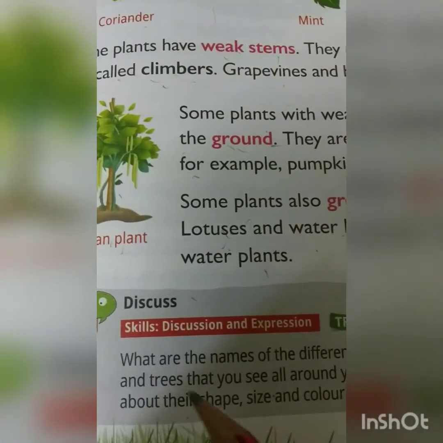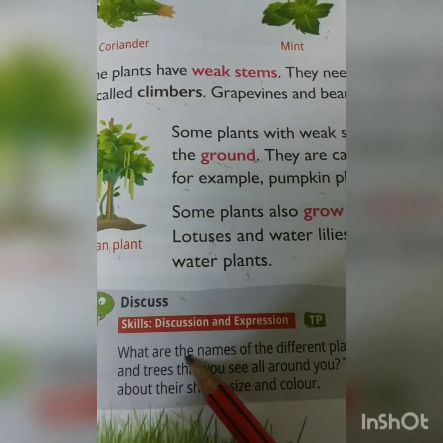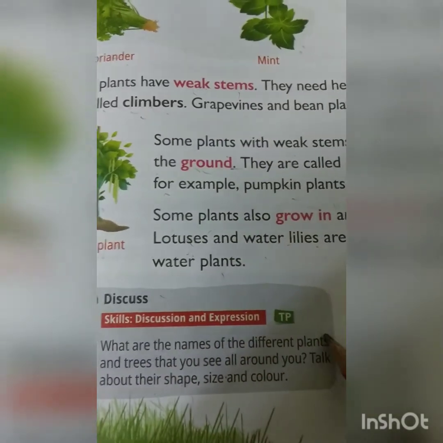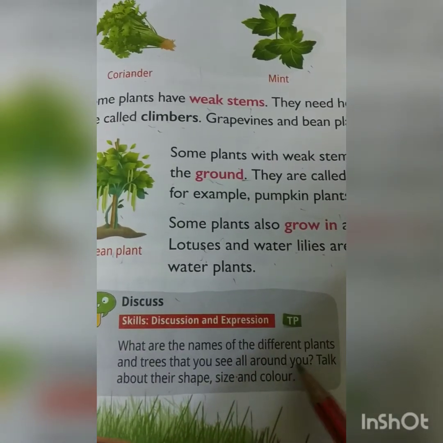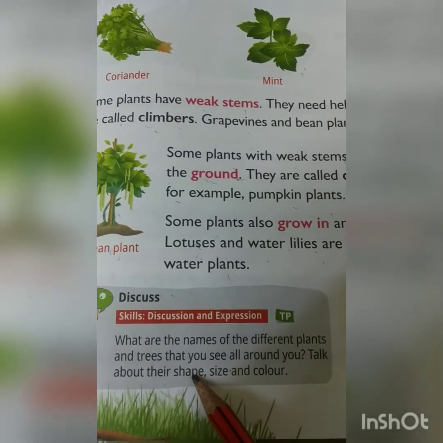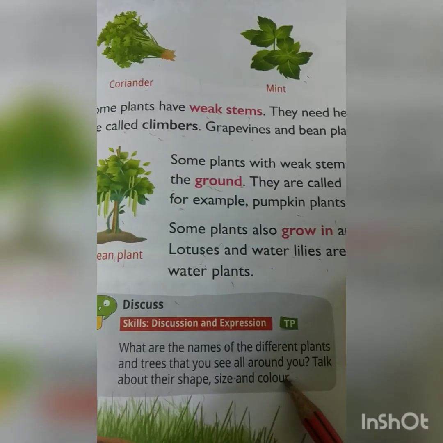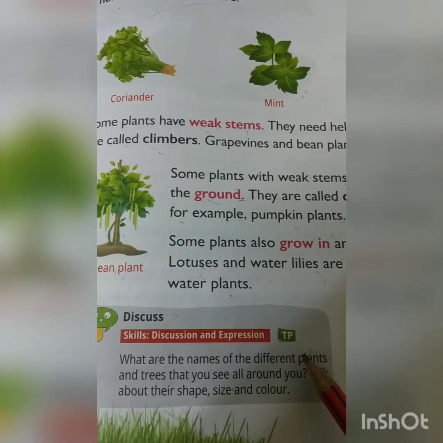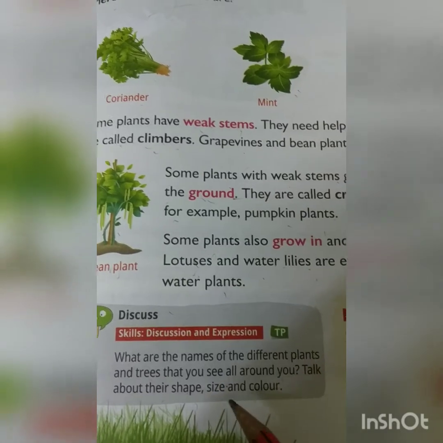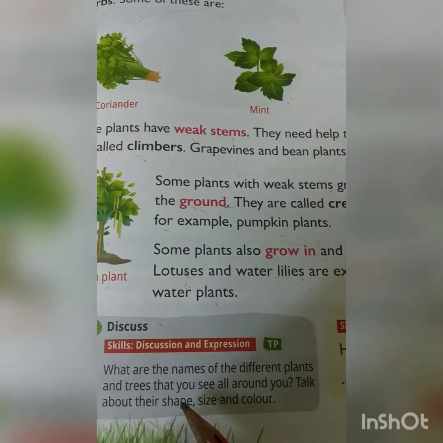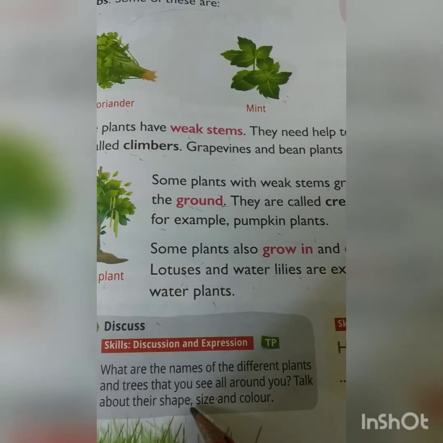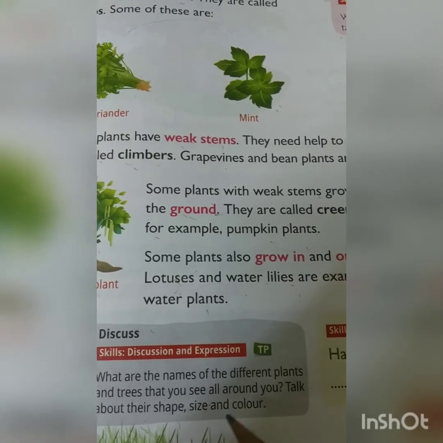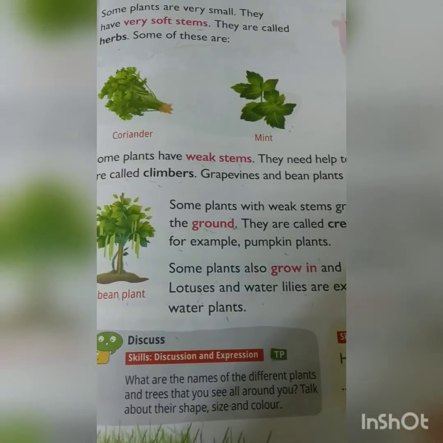Next here, discuss what are the names of the different plants and trees that you see around you. Talk about their shape, size and color. So we have seen many plants in our house and in our neighborhood. What have you seen? Now speak to your parents, grandparents, brothers and sisters about the shape of the tree, size of the tree and the color of the trees and plants.